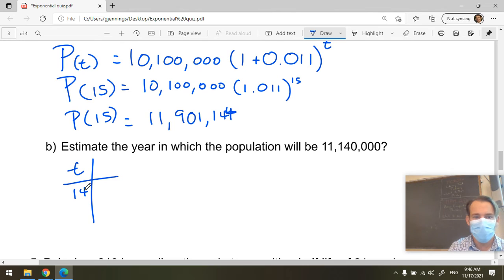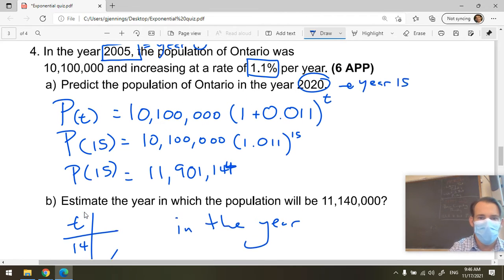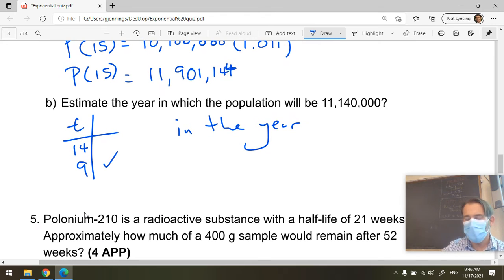So here, 14 gives us a number that's too big. When we keep guessing, maybe we guess down here 9, and we get very, very close, and we are satisfied. Yay! And so we say, in the year, and what was our first year? 2005. So 2005 plus 9 is in the year 2014, the population.